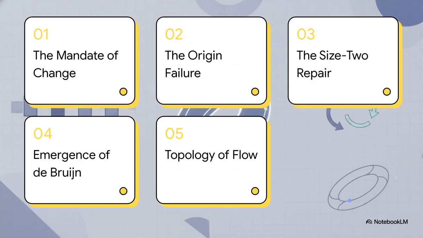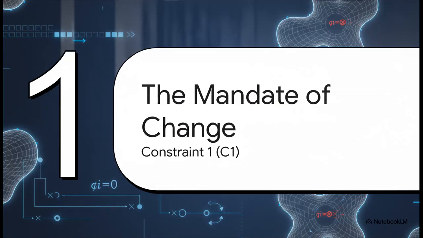So, here's our roadmap for today. First, we'll look at the mandate of change, then the origin failure, followed by the size to repair, the emergence of the De Bruijn shift, and finally, the topology of perpetual flow. Let's get right into it. Starting right off with Part 1, the mandate of change.